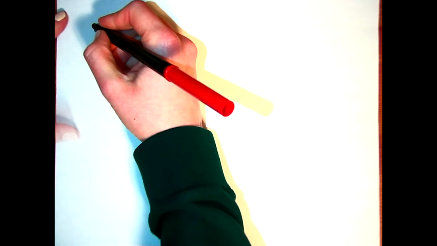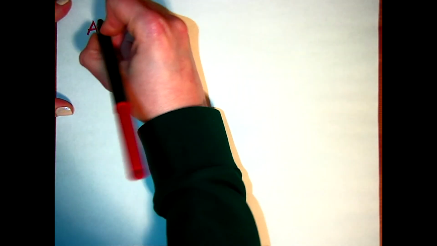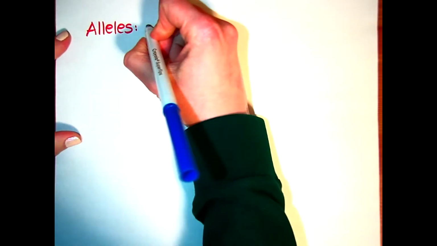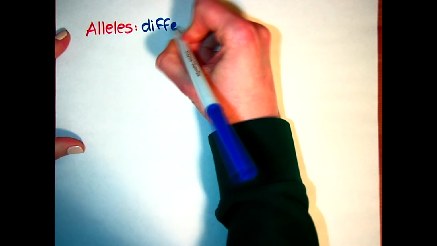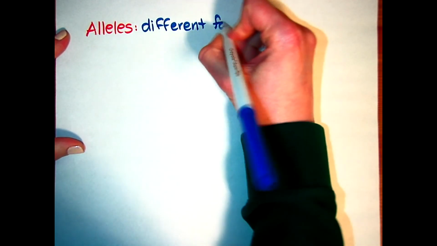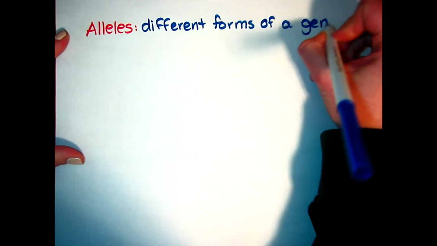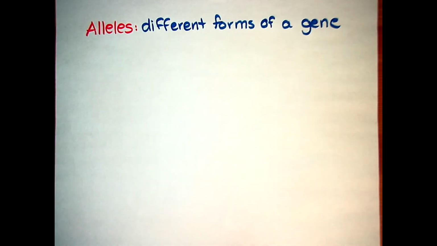So first vocab word that we need to know is alleles. We talked about you having different types of genes. An allele is a type of a gene. So the alleles are different forms of a gene. We'll use the example of eye color. You can have multiple different alleles for eye color. You might have an allele for brown eyes. You might have an allele for blue eyes.